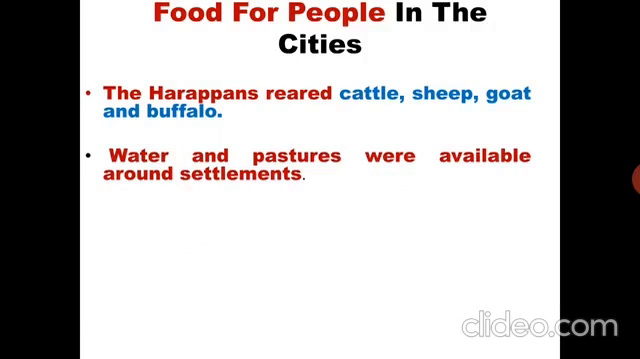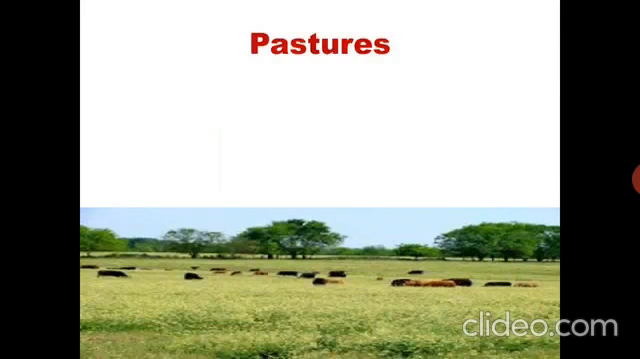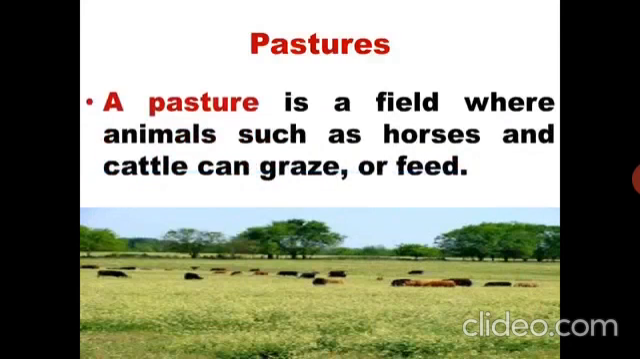And what are pastures? We will see what pastures are. You can see these are the animals which the Harappan people were rearing, like cattle, sheep, goat, and buffalo. And the water and pastures were available around settlements. What is a pasture? A pasture is a field where animals such as horses and cattle can graze or feed.